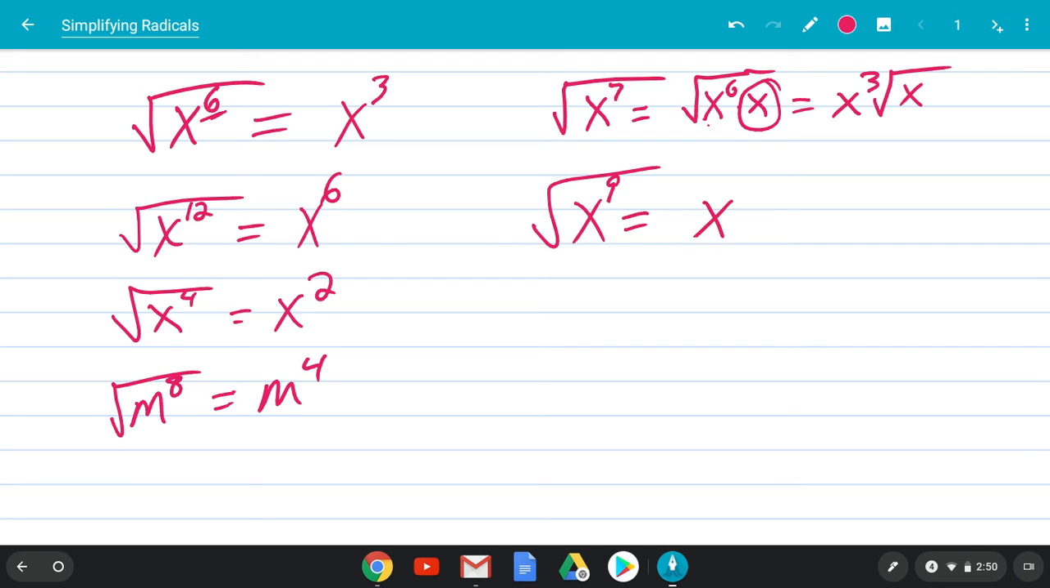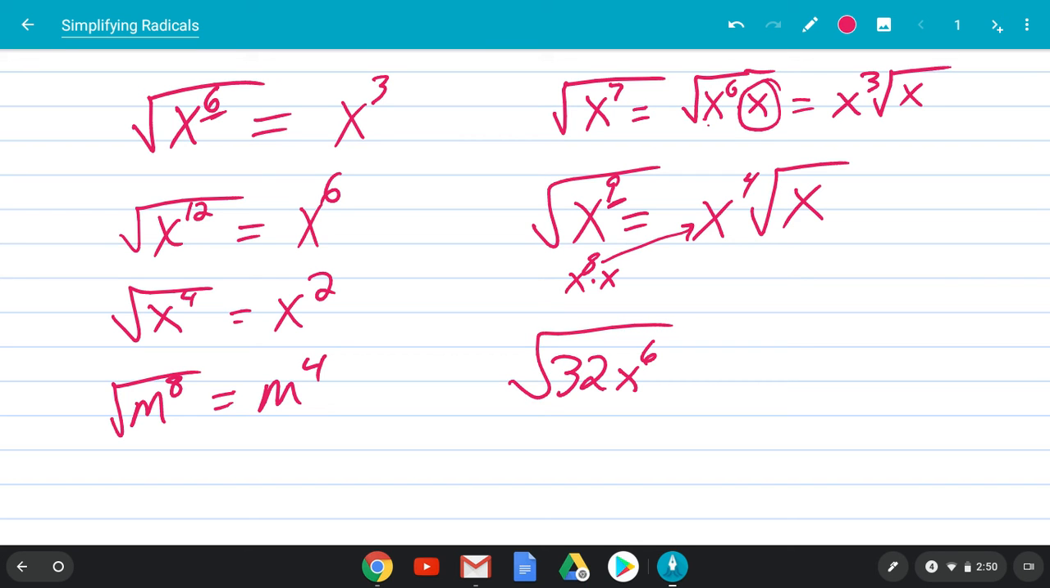Now, that would be x to the 4th times the square root of x. Notice here, I have to break that apart because this is odd. I have to break it apart to be x to the 8th times x, and then x to the 8th is x to the 4th. I hope that you're getting it. Now let me put these 2 things together. Let's say I have 32x to the 6th. What is the square root of 32x to the 6th?